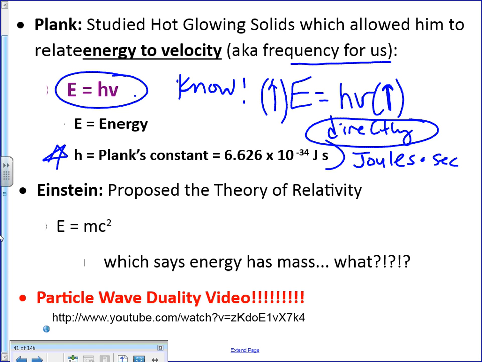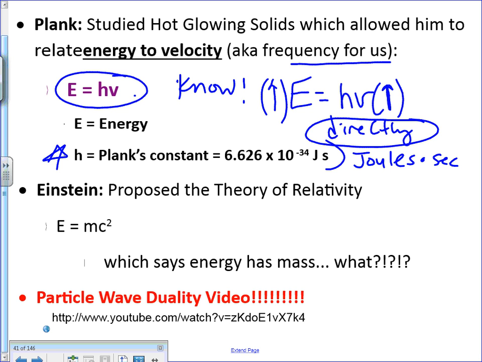Because this h is a constant, you can't change it. So if you increase the frequency, you're definitely increasing the energy. If you're decreasing the frequency, you're definitely decreasing the energy. So which wavelength of light, red or violet, had the most energy? Violet, right? Because the waves are short and they move really fast, with high frequency. So we're starting to relate these things together now.